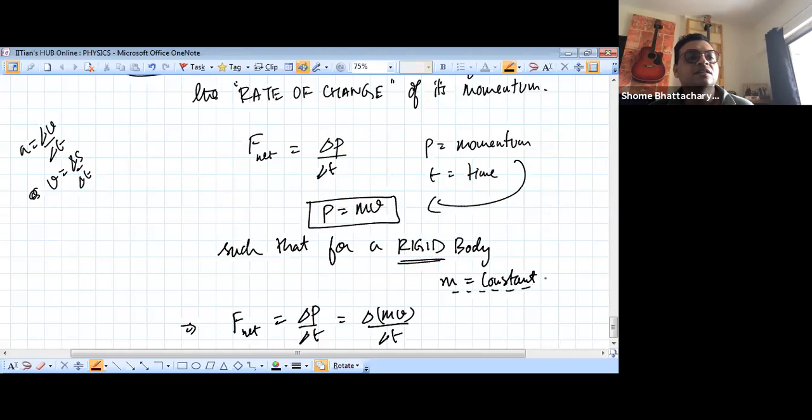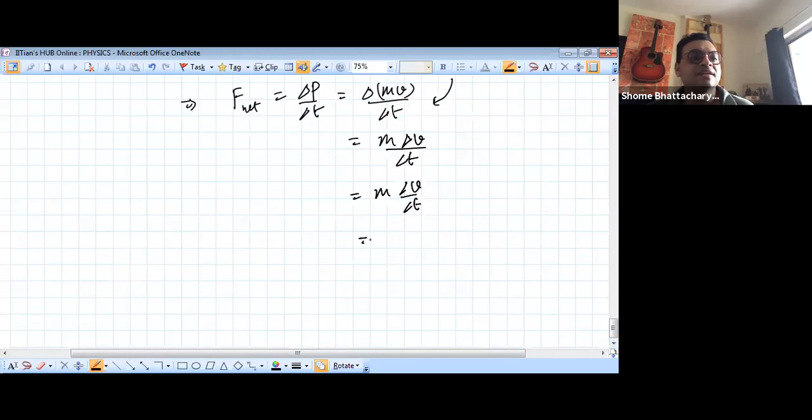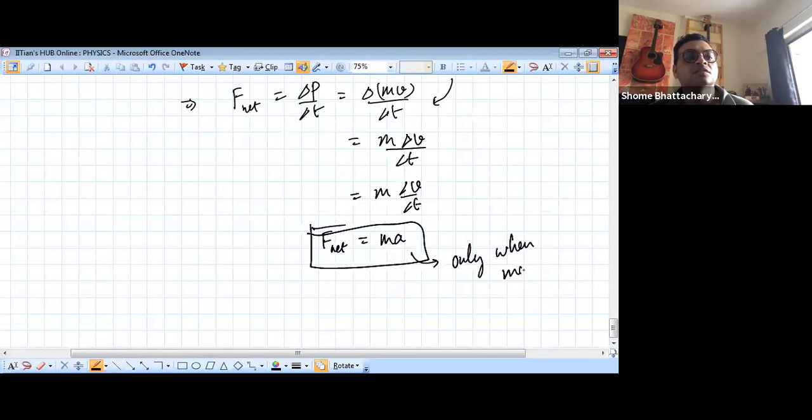So it becomes this upon delta t. Now if we apply the condition that mass is constant, because we are talking about a rigid body, this quantity will become mass into change in velocity, because mass is a constant and just comes outside, divided by change in time. And what is change in velocity upon change in time? That is nothing but acceleration. So we get that famous equation F is equal to ma. But remember, that equation is conditional. When can I say that net force is mass into acceleration? This can only be said under the specific condition that the mass m of the body is constant.